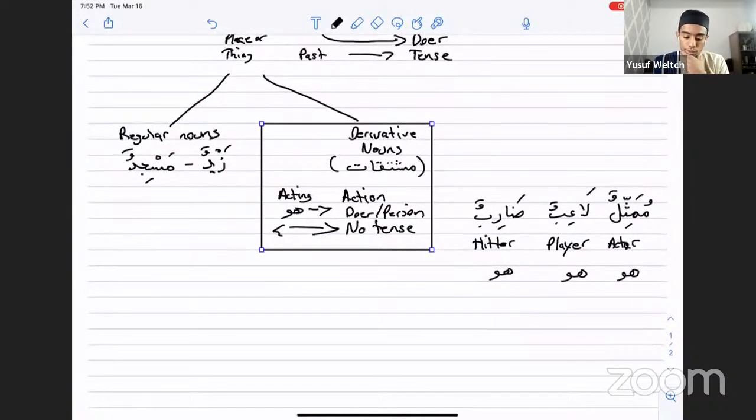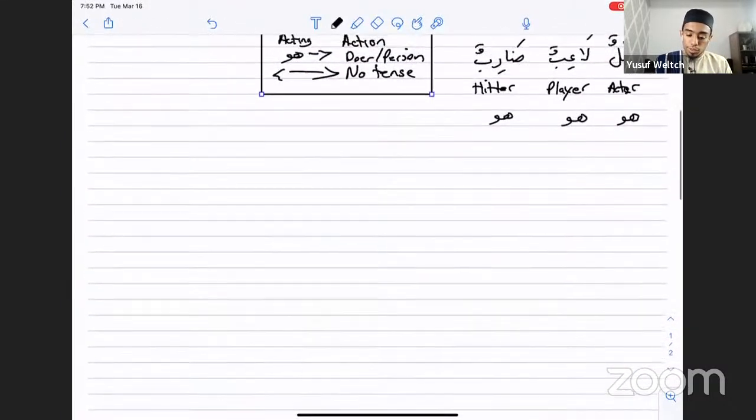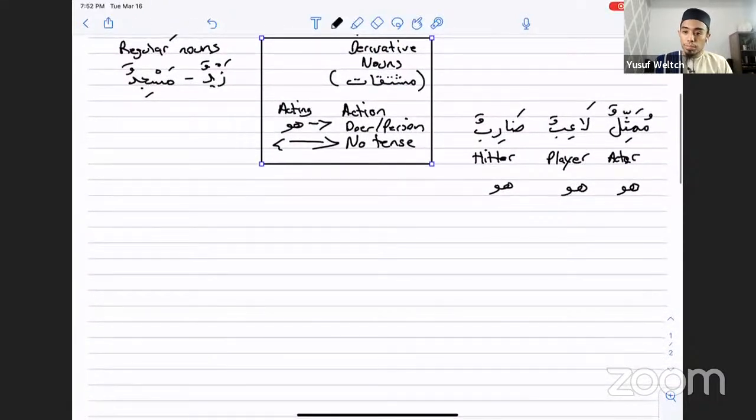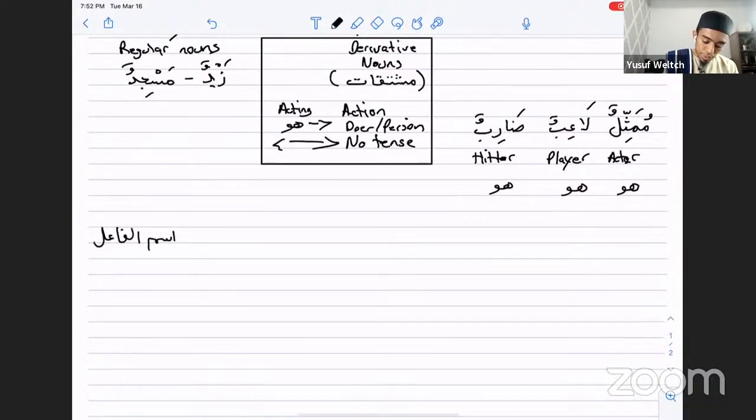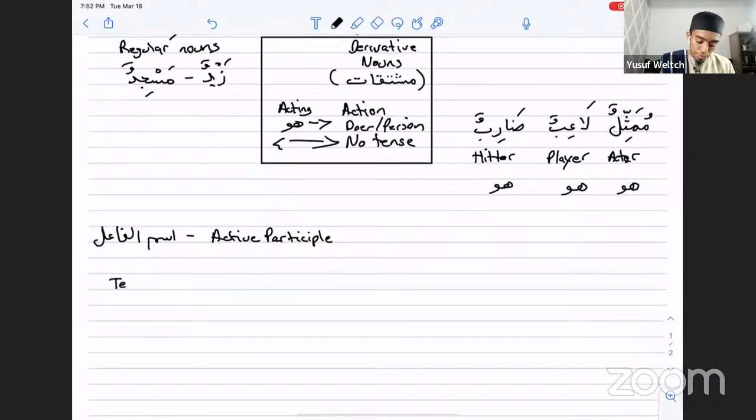So some of the derivative nouns we've taken already, and we just want to give a small recap. Let's keep this on the screen. We have the ismul fa'il, which is the active participle. Ism fa'il is a pattern, or a template of a word. So the template is you plug into it your root letters and you get the active participle meaning.